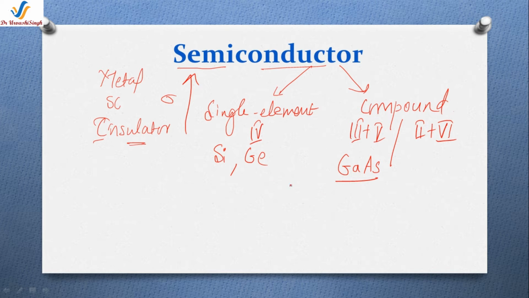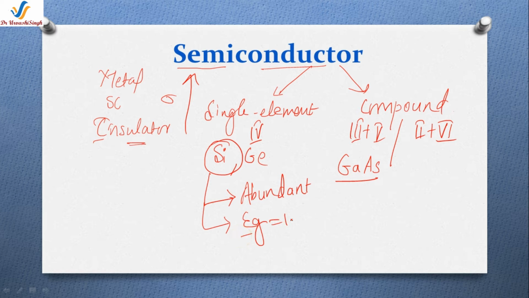Among these semiconductors, silicon is the most used semiconductor in the IC technology. Why so? The first reason is that it is abundant in nature, so it is very easily available, and the devices which use silicon are not costly. The second reason is its energy gap. Its energy gap, which is 1.12 electron volt, is very favorable for the IC technology. It is not too high, not too low.